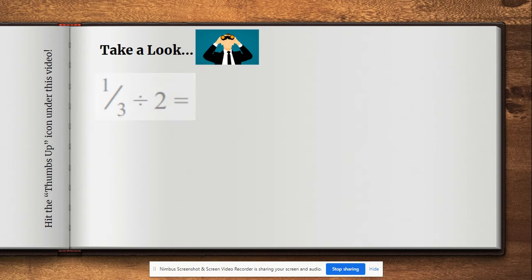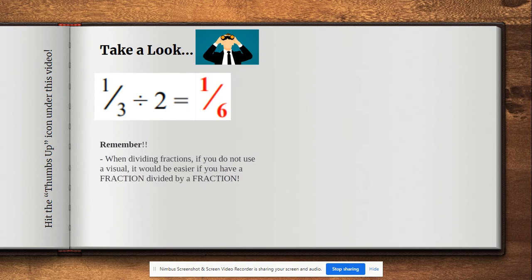All right, so now let's take another look. Now we looked at a visual, but how else can we do that using the rule? So 1/3 divided by 2. We already know that it equals 1/6. So how else can we represent that? Well, remember, when dividing fractions, if you do not use a visual, it's easier to have a fraction divided by a fraction.